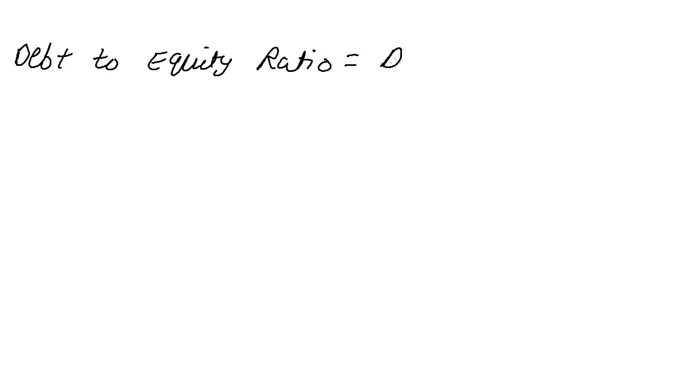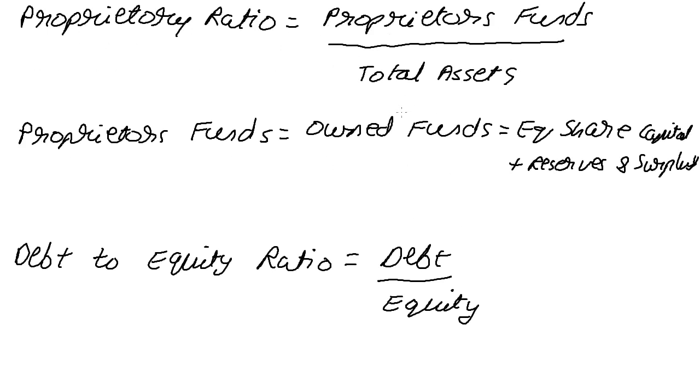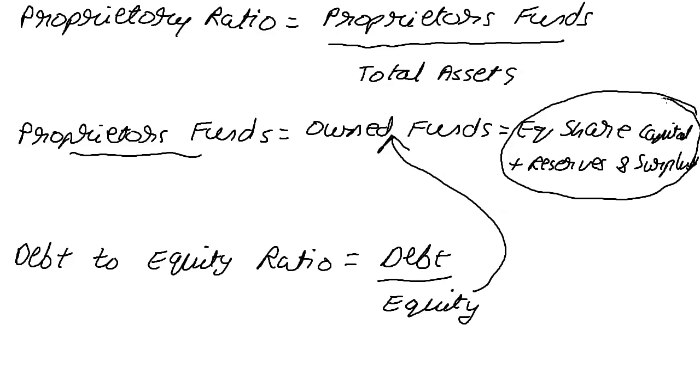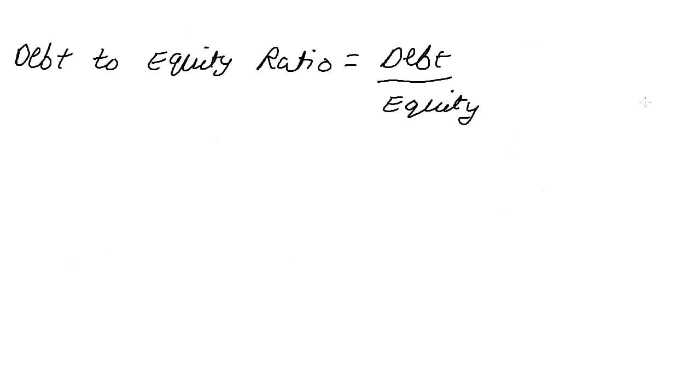The next thing we need to look at is debt to equity ratio. Debt to equity ratio is just that, debt upon equity, and equity is the same thing we have seen upstairs. Okay, equity is owned funds, which is as good as proprietors funds or equity share capital and reserves and surplus. Okay, so that is something you need to keep in mind.